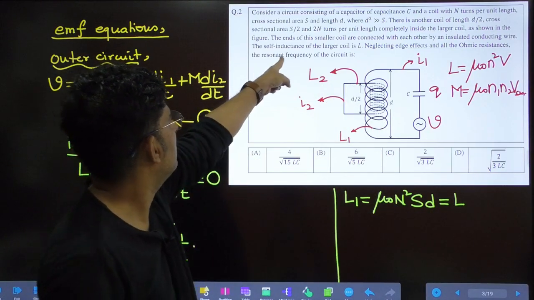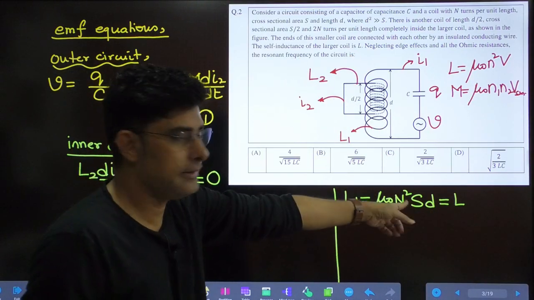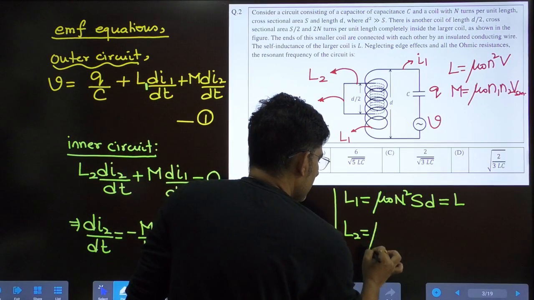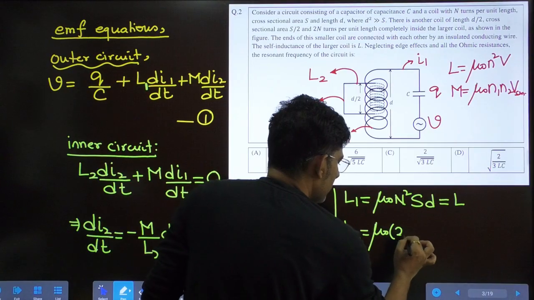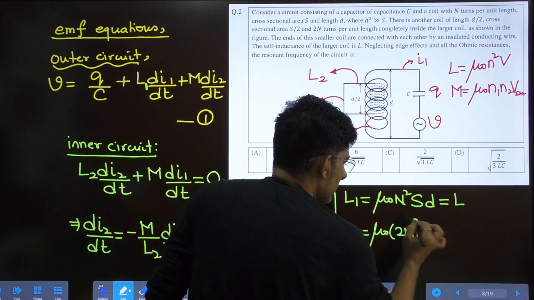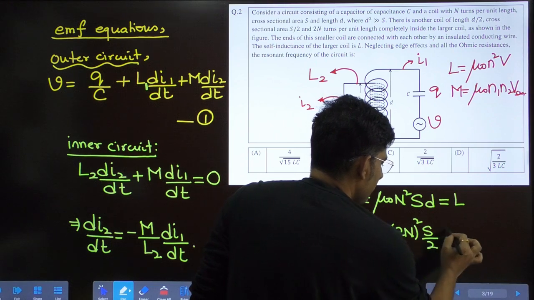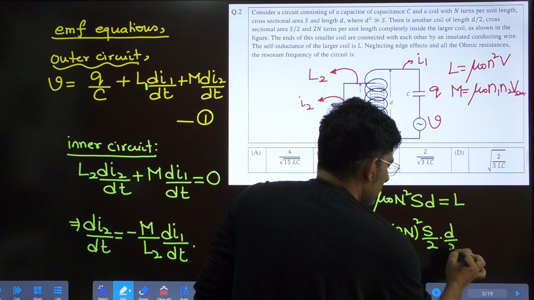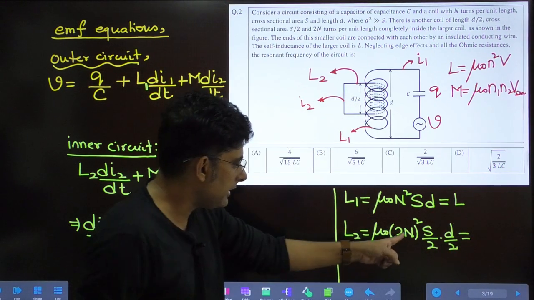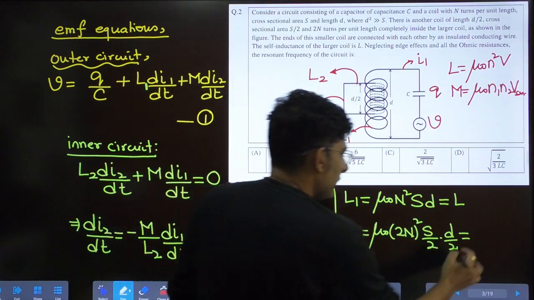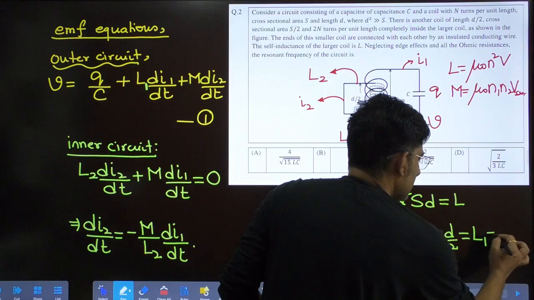So they have said the self-inductance of the larger coil is L, right? Now what is L2? L2 is mu naught, number of turns per unit length is given for the inner one as 2n, into volume. Volume will become S by 2, length is D by 2. So from here you can see 4 and 4 will cancel. It has the same expression as L1. So it will also become equal to L1, which is nothing but L.